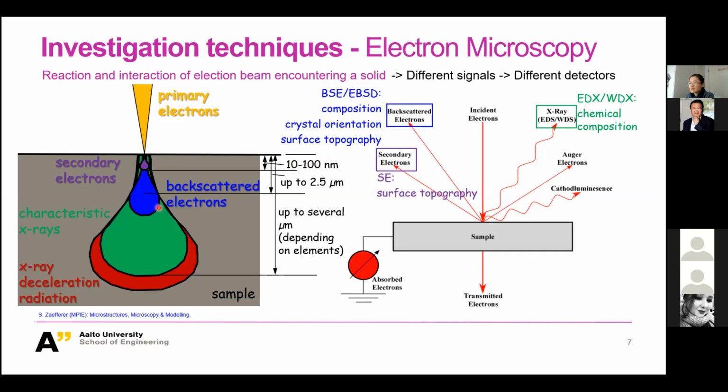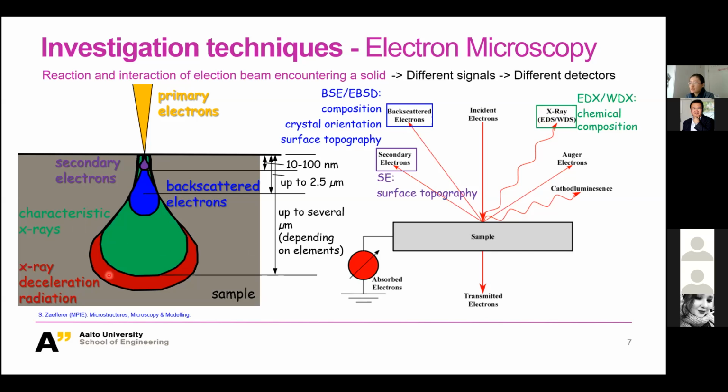This signal is quite sensitive to your crystal orientation and crystal structure. Therefore, it is normally used to analyze your crystal orientation. Then there is the X-ray signal. Here in SEM, there are two kinds of detector that can receive this X-ray signal: the energy dispersive X-ray detector or the wavelength dispersive one.